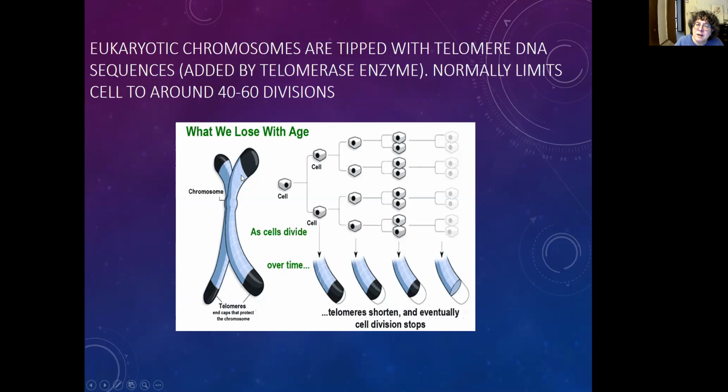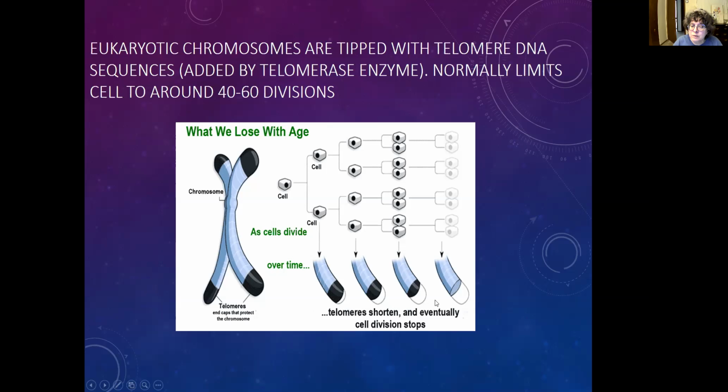And so every time a cell divides, the telomeres get shorter and shorter because the DNA polymerase doesn't make it all the way to the end. So after one division, it's a little shorter. The next division, even more of it is going to get lost. And after about 30 cell divisions, the telomere is all worn away.